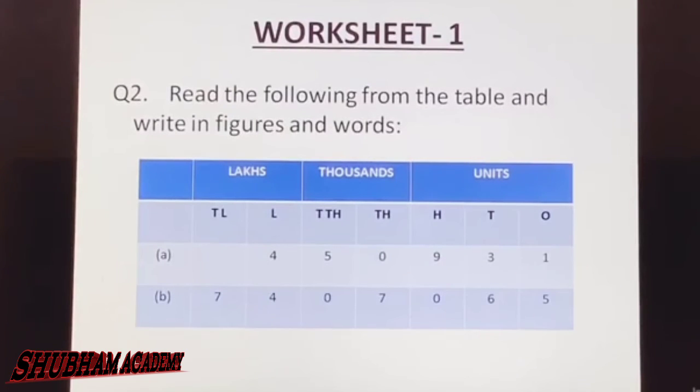Read the following from the table and write in figures and in words. So here the table is made, the periods and the place values are given. You have to first write the number in figures. That means you have to place commas and write the number, and then after that you have to write it in words.